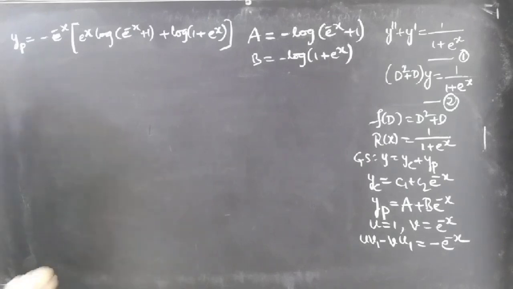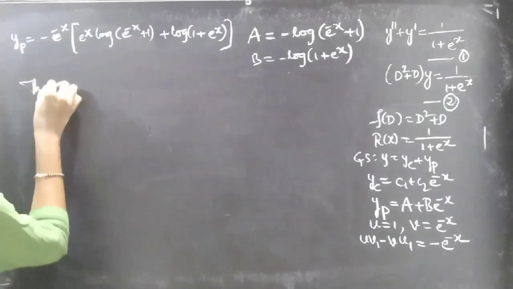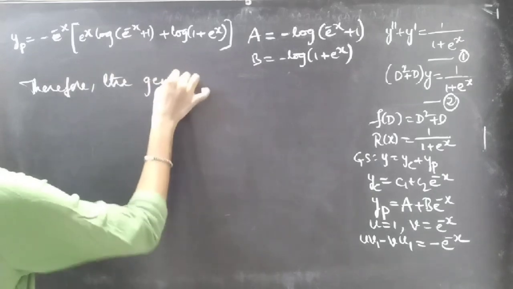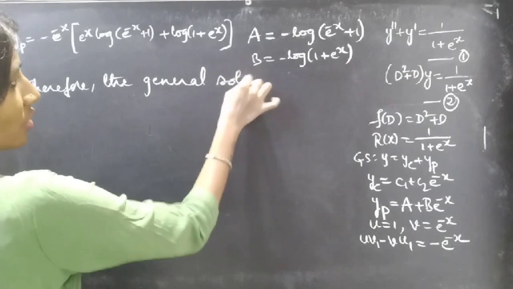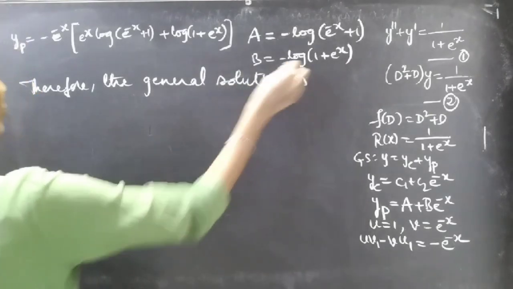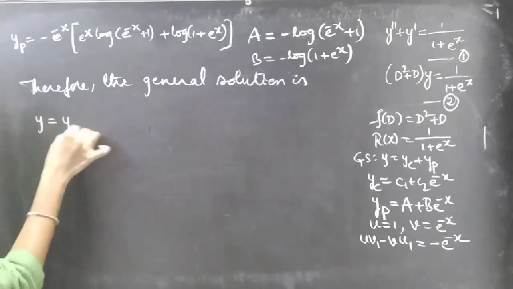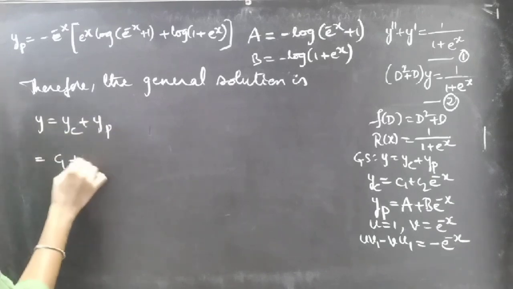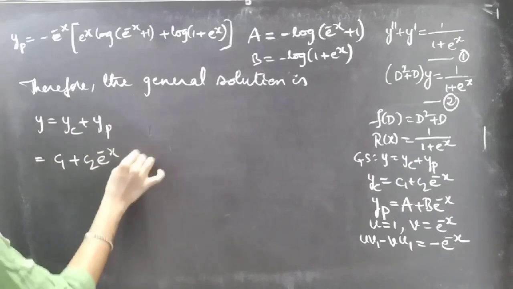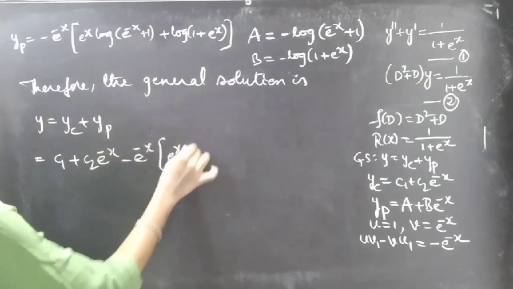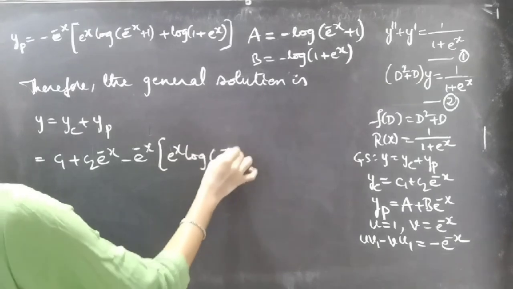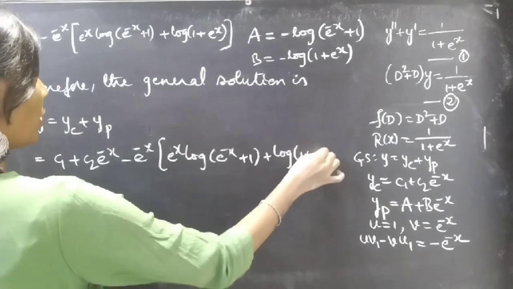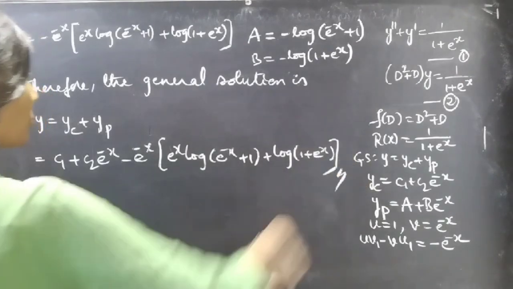Now coming to the general solution. Therefore, the general solution is given by y equals yc plus yp. We have yc and yp, right? yc is c1 plus c2 e power minus x, and yp is minus e power minus x of e power x log of e power minus x plus 1, plus log of 1 plus e power x. This completes the problem.